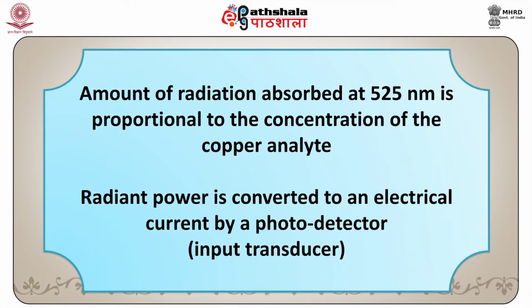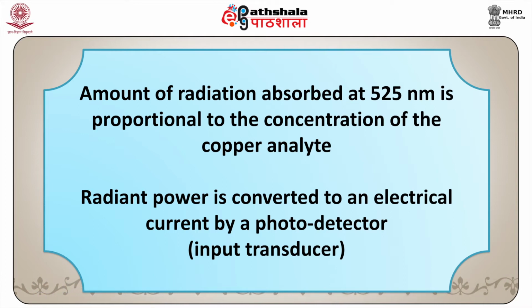For example, in the spectrophotometric determination of copper in solution using dithizone as a reagent to form a red-violet complex, the radiation from a lamp is passed through a prism to obtain visible light at 525 nanometers to generate a signal that is absorbed by the copper complex. The amount of radiation absorbed at 525 nanometers is proportional to the concentration of the copper analyte.